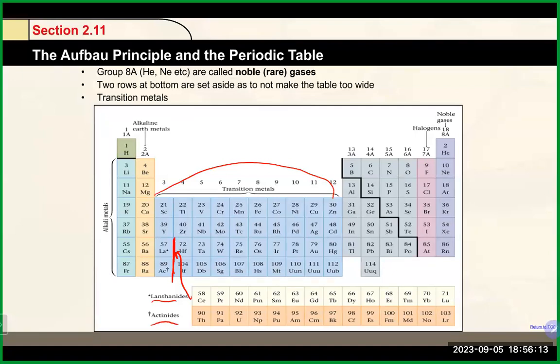You do need to know the groups, which way groups go, which way periods go. You need to know where the alkali metals are, the alkaline earth metals, the halogens, and the noble gases. You also need to know where transition metals are, and metals, nonmetals, and metalloids. Any questions on any of that?